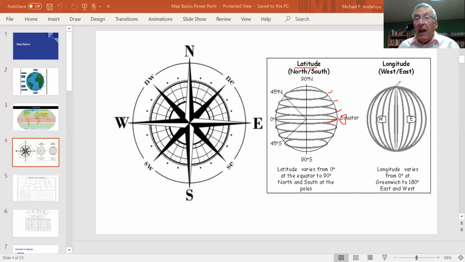We also have lines that go from north to south. Now, these are not parallel lines because when they get to the poles up here and down here, all these lines converge and come together. So these are just called lines of longitude, okay? This line that goes down like this is very important. This is 0 degrees longitude. This is where we start the counting. It goes through a place called Greenwich, England, and that is where the 0 line of longitude is.